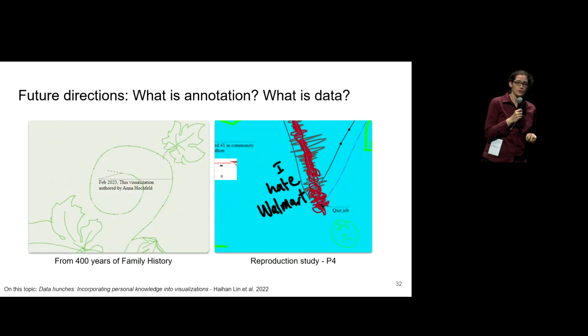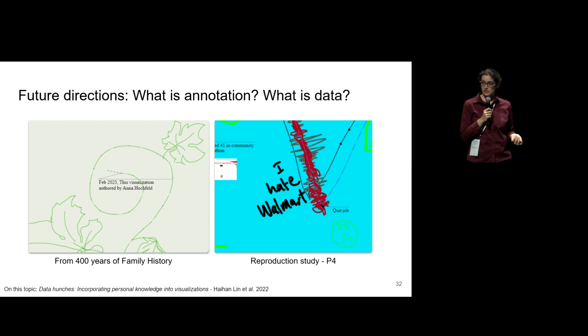As a final note for future work, as I mentioned, TimeSplines takes this approach of blurring the line between annotation and data. This opens up this interesting question of what do we consider annotation versus what do we consider data. Previous research has looked into this. I would say the Data Hunches work by Lin et al. sort of falls into this category, but there's still a lot of work to be done on this interesting conceptual question.